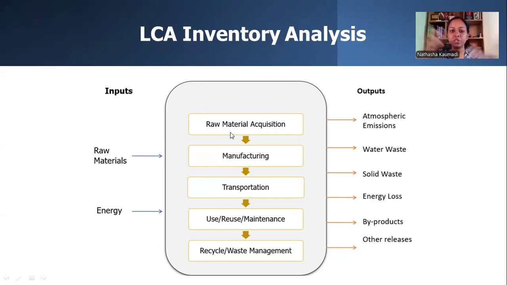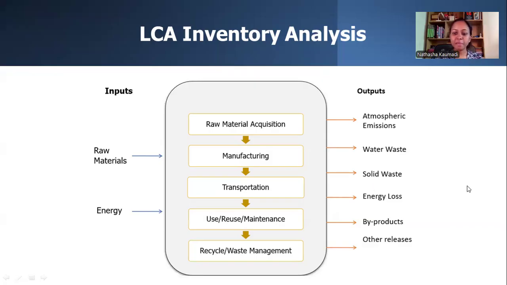That means acquisition of the raw materials, and then you are manufacturing it, transporting it, using, reusing, maintaining, and then the waste management. And then what are the outputs? Sometimes water waste, solid waste, energy loss, byproducts, other releases, main product. Likewise, you are analyzing your life cycle, right?